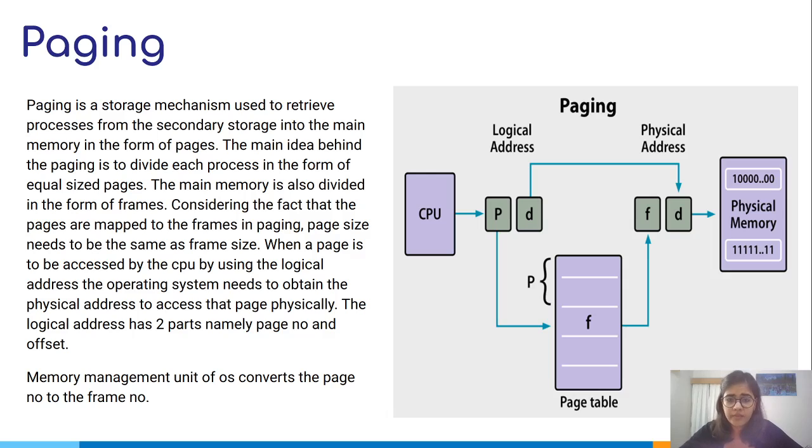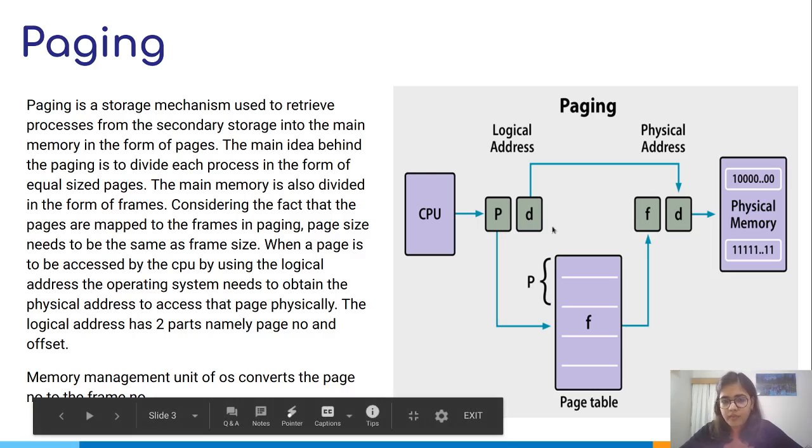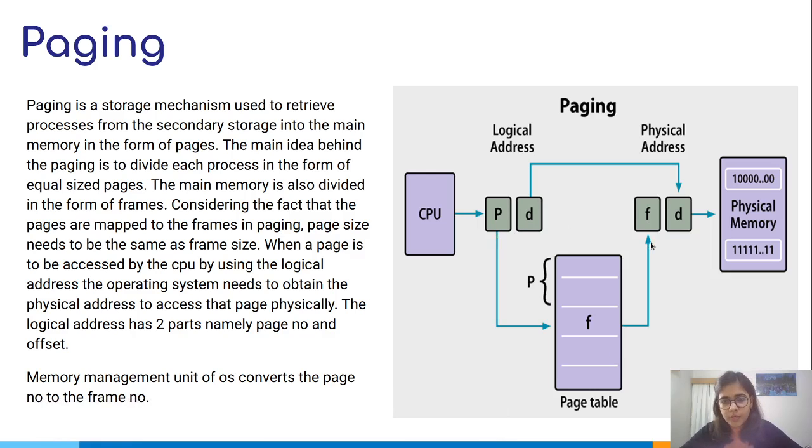The logical address has two parts, namely the page number and the offset. The Memory Management Unit of the operating system, abbreviated as MMU, converts the page number to the frame number. You can see here in the diagram, this is the page table, and the page number is converted to the frame number with the help of the MMU so that we can retrieve the information from the physical memory.